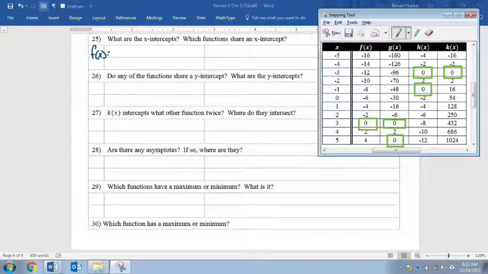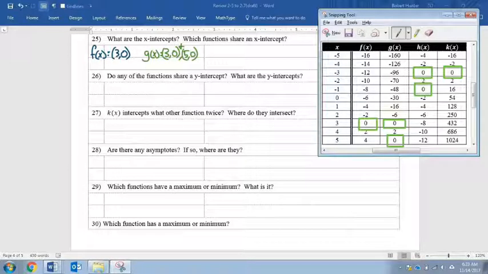F of x has an x-intercept at (3, 0). Again, you can just say, hey, remember, this is (3, 0). G of x has one at (3, 0) and (5, 0). The one way to read this chart, remember, this entire column is the x-coordinates for all four of those functions. So f of x is at (3, 0). G of x is also at (3, 0), but it's also at (5, 0).